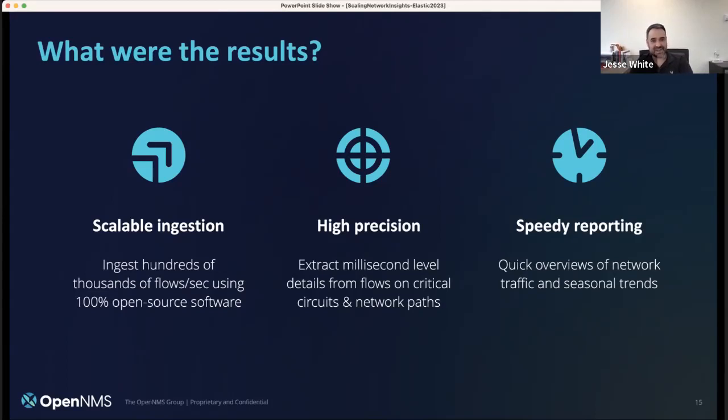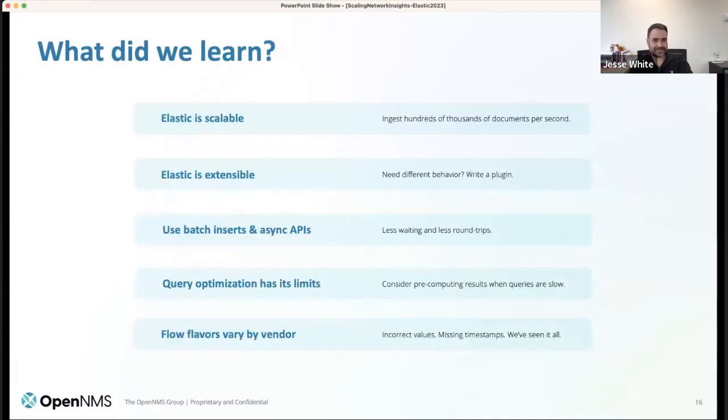We're able to see hundreds of thousands of flows per second using completely open source components, from ingest all the way to indexing and visualization. We're able to achieve very high precision by, again, keeping the flows and timings, and then treating them truly as ranges, even when doing the aggregation, and bring that information back to the user. And we're able to achieve speedy reporting. So our network operators would be able to get quick overviews of seasonal trends and insights, even over large ranges of time, without having their queries time out on them.